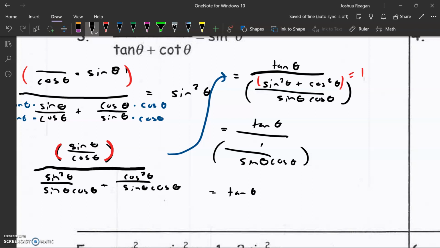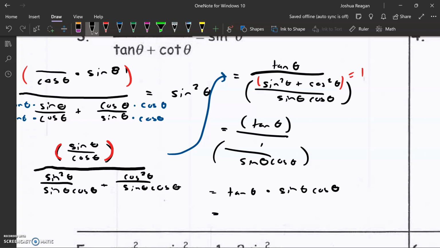Or tangent theta times, remember when we divide by a fraction, so tangent is being divided by a fraction. When we divide by a fraction, we multiply by its reciprocal. So since I have tangent theta divided by the fraction of 1 over sine theta cosine theta, I'm going to multiply instead by its reciprocal. So that's going to be sine theta cosine theta over 1. But since it's over 1, we don't have to write it.